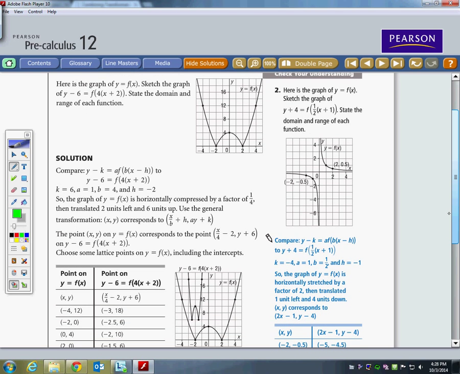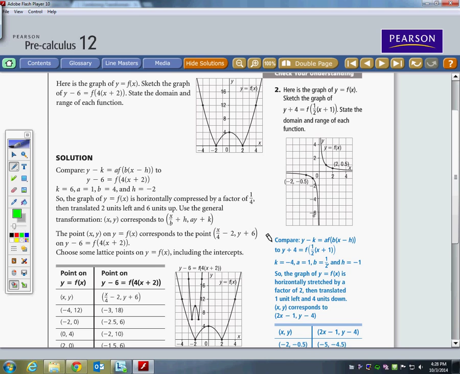When you're doing these transformations, save the translations for last. Do the a and the b parts first, and then do the h and the k afterwards. Okay, so the graph of f is horizontally compressed by a factor of 1/4. So this b here, that's the horizontal compression. So in other words, you take all the x values and multiply by 1/4, or another way of saying it, just like we said before, is divide by 4. The y values are going to get multiplied by 1, so they're not going to change, no problem.